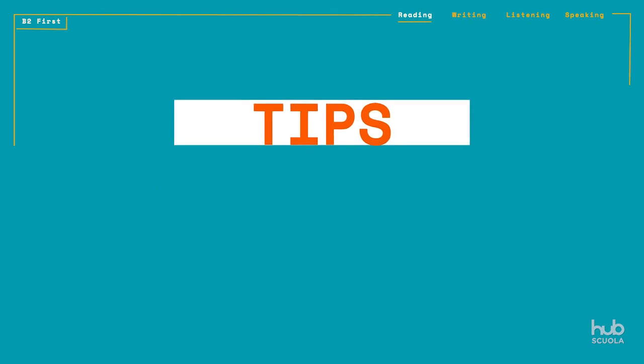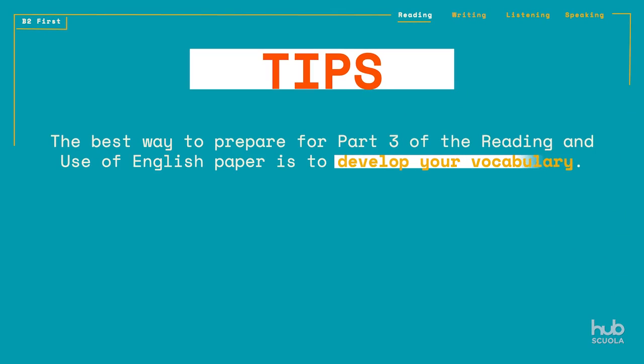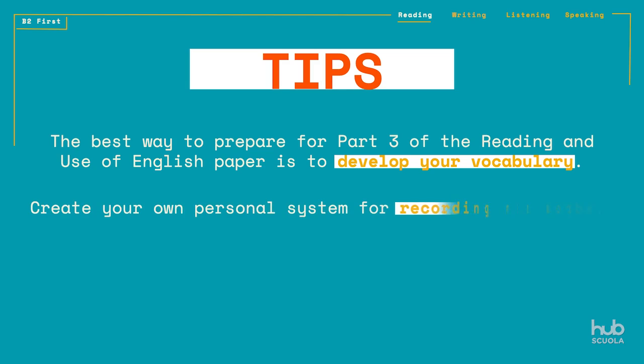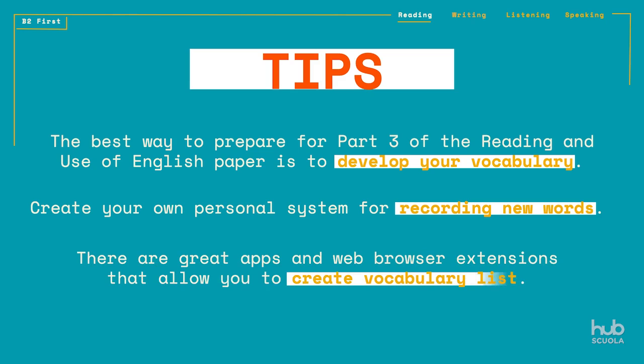Tips. The best way to prepare for Part 3 of the Reading and Use of English paper is to develop your vocabulary. Create your own personal system for recording new words that you encounter when reading or watching videos in English. There are great apps and web browser extensions that allow you to create vocabulary lists that you can then review on the app or transform into flashcards. Or maybe you learn best with a pen and paper. Find the strategy that works best for you.